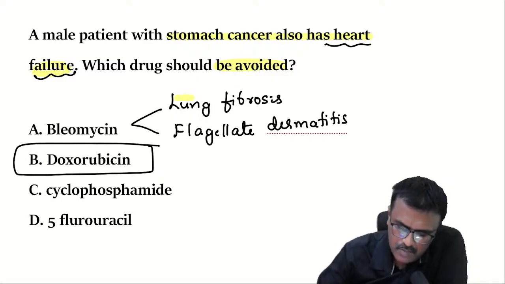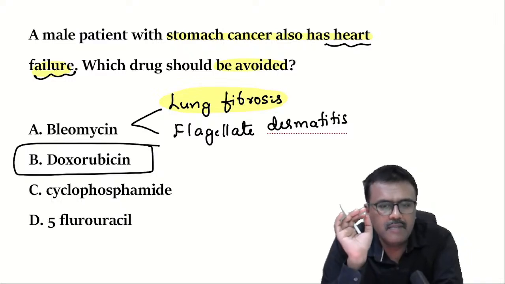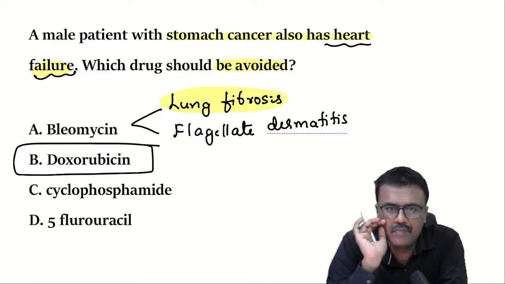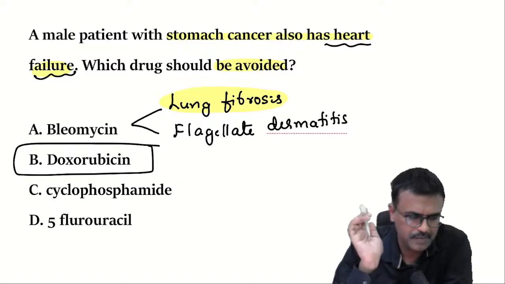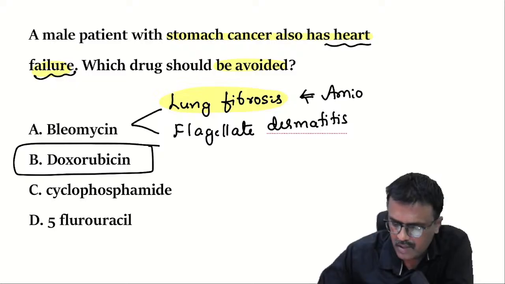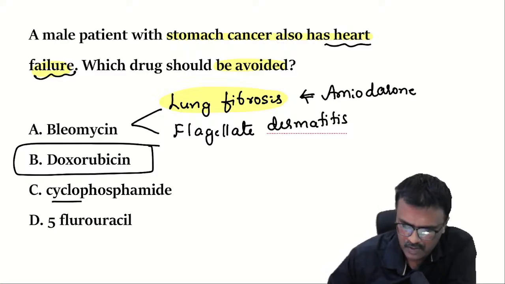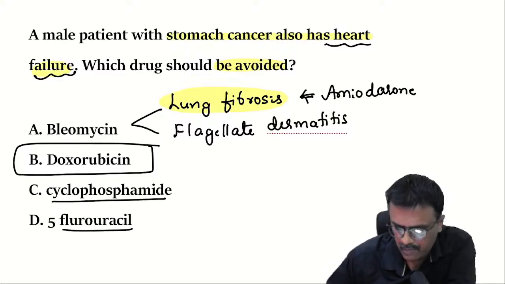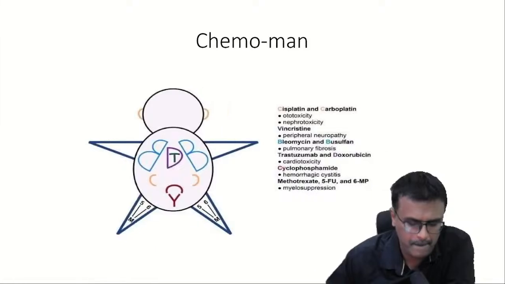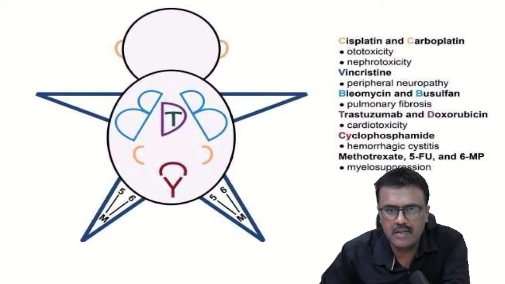Can you tell me an antiarrhythmic drug causing lung fibrosis? The name is amiodarone. Cyclophosphamide, we know it causes hemorrhagic cystitis; 5-fluorouracil, hand-foot syndrome, along with another drug by the name capecitabine. So this is a chemo man, which is going to give some important adverse effects. At least remember this.